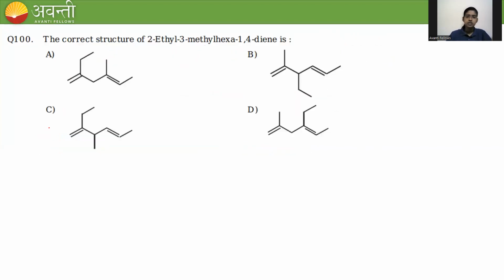Coming to the last question. The correct structure of 2-ethyl 3-methyl hexa-1,4-diene is. So the root word is hexa. Okay, so we have 6 carbon, 1, 2, 3, 4, 5 and 6. So in 1 and 4 we have a double bond. In 2 we have ethyl and in 3 we have methyl. So the structure is given in option C. So that is the correct answer.